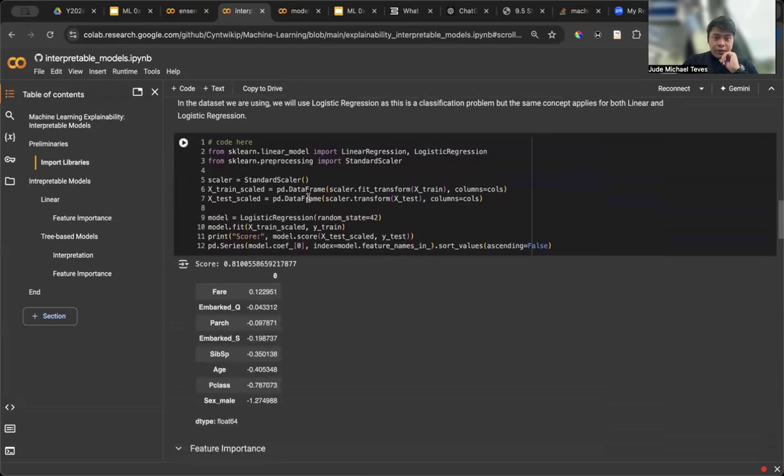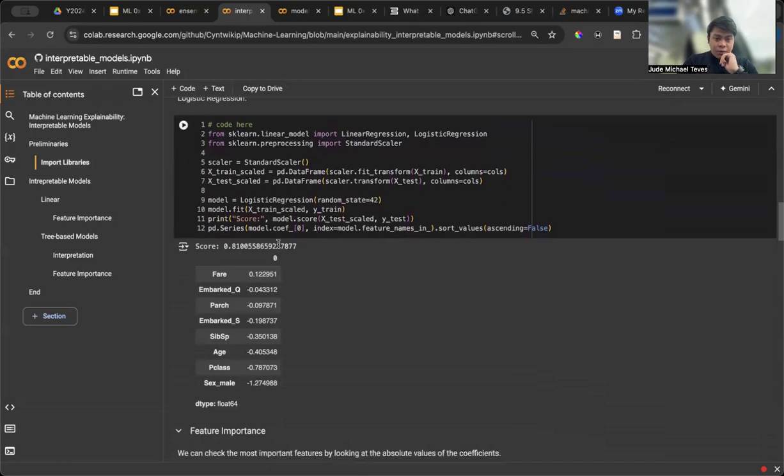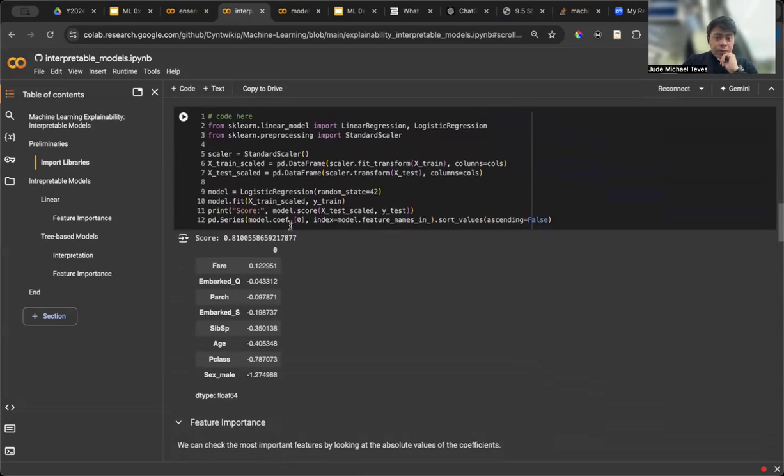So I've done some scaling here first before I trained it. And I've printed out the score, it's 81%, but I also printed out the coefficients. I did the scaling so that we have the same unit, because originally the data set would have varying scales. Could be thousands, millions, some would be decimal. So by standardizing it using the standard scaler, the scale of the values would be in the same range.